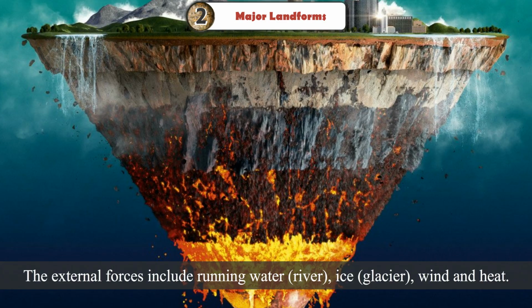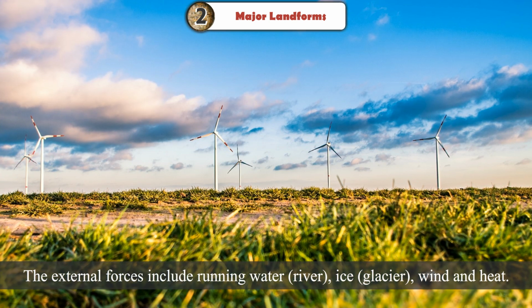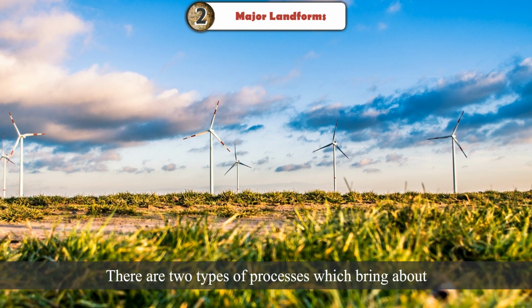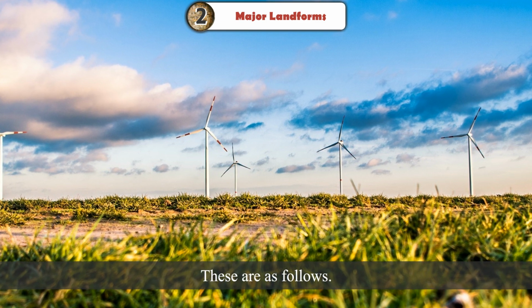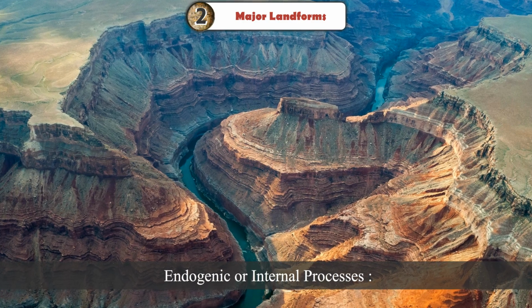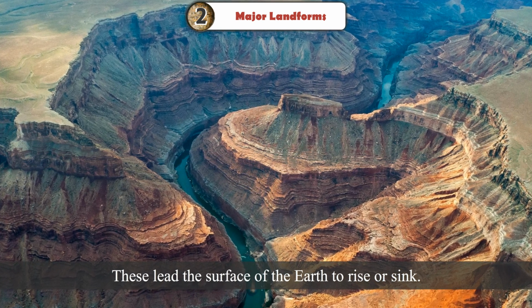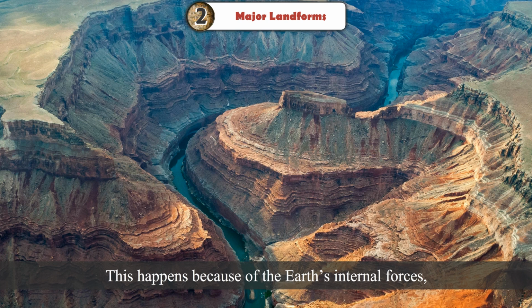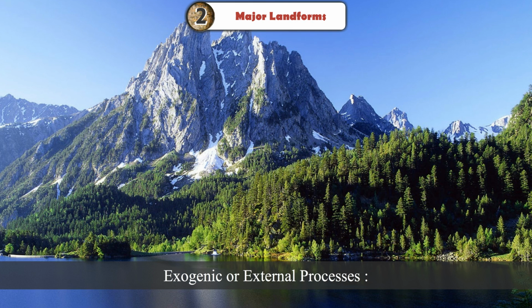The external forces include running water, river, ice, glacier, wind and heat. There are two types of processes which bring about changes in the landforms of the Earth. These are as follows. Endogenic or internal processes. These lead the surface of the Earth to rise or sink. This happens because of the Earth's internal forces such as earthquake or volcanic eruption, etc.